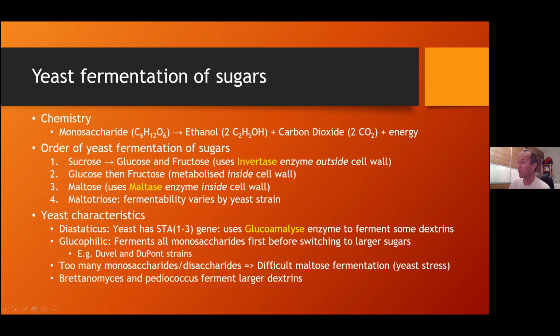With too much sucrose, they usually say about 10% is the limit. Above that, if you use sucrose, you're putting a lot of stress on your yeast, and you can account for that by increasing your cell count. But if you're using the same amount of cells, then you might find that a bit difficult. And then you put in Brettanomyces and Pediococcus, and they change everything, and they can actually ferment dextrins that no other yeast can.